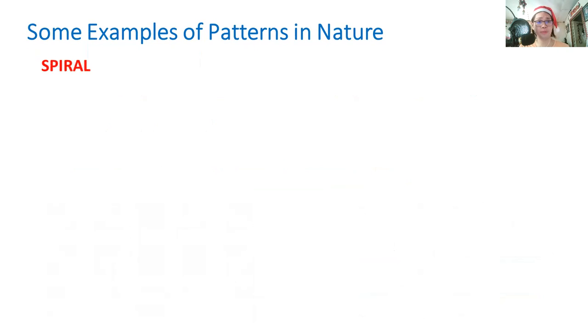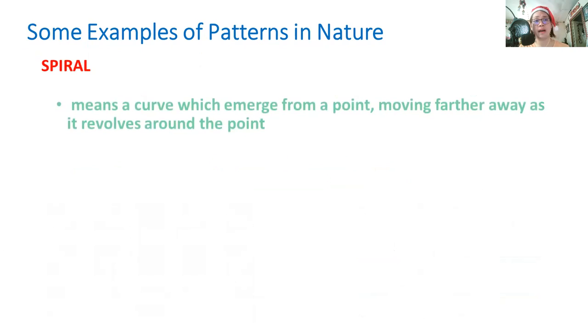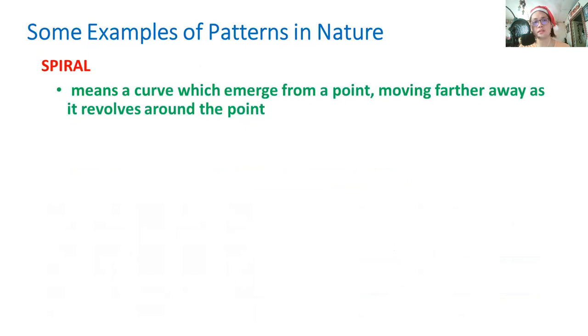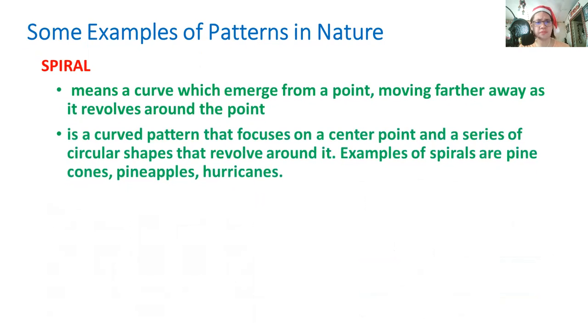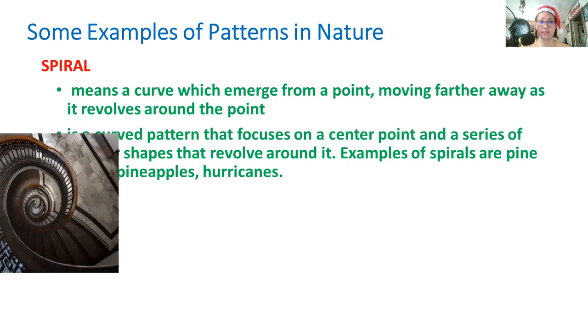So another example of patterns in nature is the spiral. It means a curve which emerges from a point, moving farther away as it revolves around the point. It is a curved pattern that focuses on a center point in a series of circular shapes that revolve around it. Examples of spirals are pine cones, pineapples, and hurricanes.